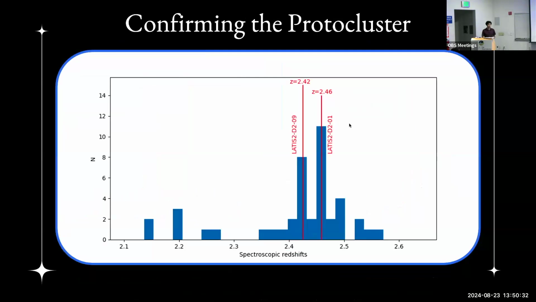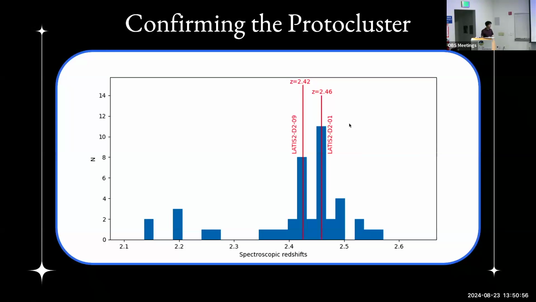So this yielded some interesting results. The most interesting being I was able to confirm the protocluster. So we do see a peak here at 2.46, but I got a little bit more than I bargained for with this one, because there's also another peak at redshift 2.42. This is the redshift histogram I was talking about. All 43 galaxies are on here. And you see them gathering at the 2.46 line and the 2.42 line.